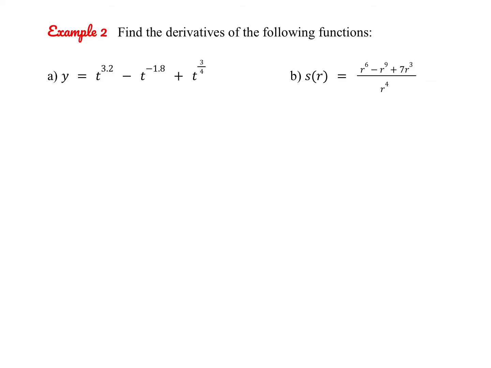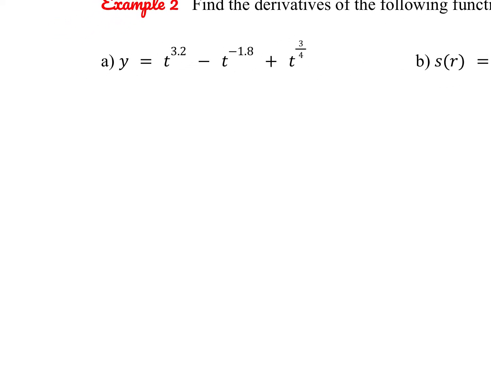All right, let's try 2 more together. So here I know this looks strange because our exponents are kind of weird decimals or fractions, and some are negative. We can still just use that same power rule that we used in the last example. So here y prime is going to be 3.2. So you take the exponent and you multiply it out front, and then our exponent is still just going to decrease by 1. So it just becomes t to the power of 2.2.